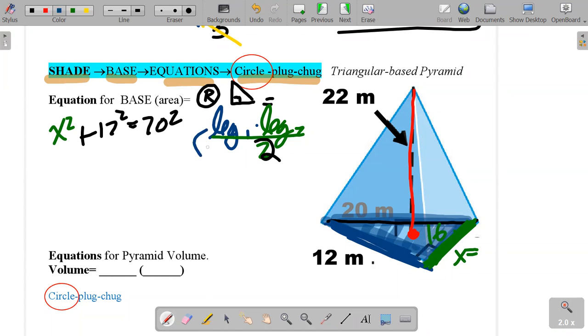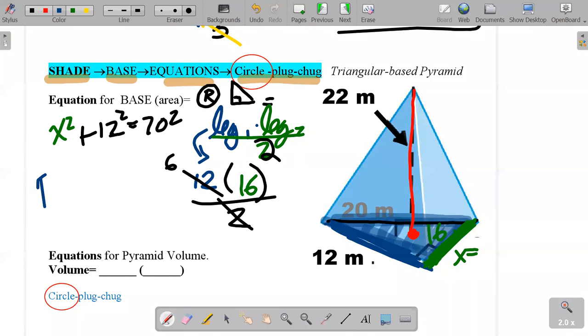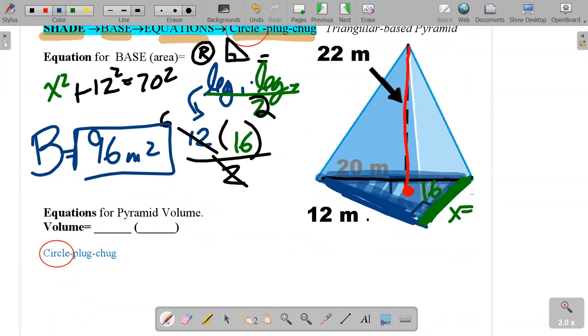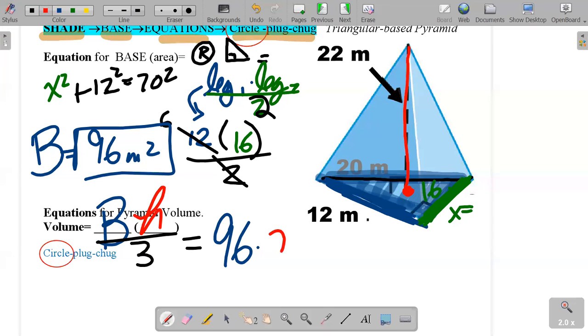So we come over here, one leg was 12. The other leg is 16 because of the Pythagorean theorem, over 2. I'm going to take the 2 into the 12, 6 times 16. My base, capital B area, is 96 meters squared. Then I come down here. My volume is area of the base times the true height over 3. I take 3 into 96 and I get 32.